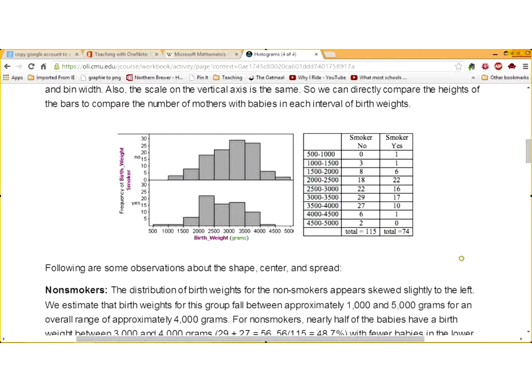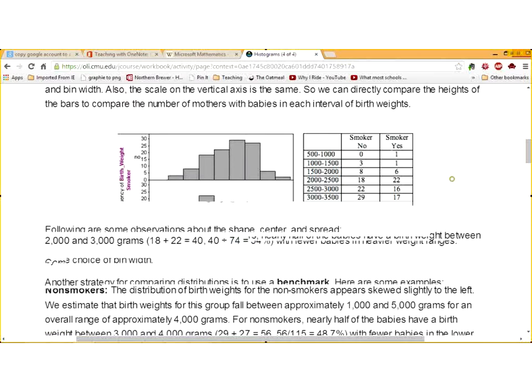So here I might say, well, it appears that birth weights were less skewed for women who did not smoke, but more symmetric for women who did. And the center was higher, maybe 3,500 grams for women who don't smoke, as opposed to probably more like 2,500 grams for women who do smoke. The spread is fairly similar for the 2 graphs, and neither of them appear to have any obvious outliers.